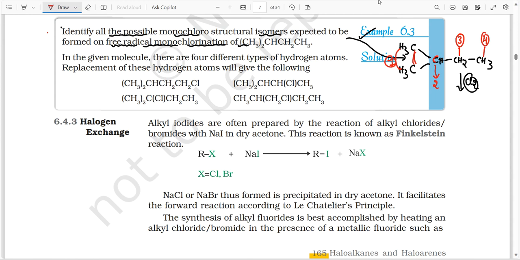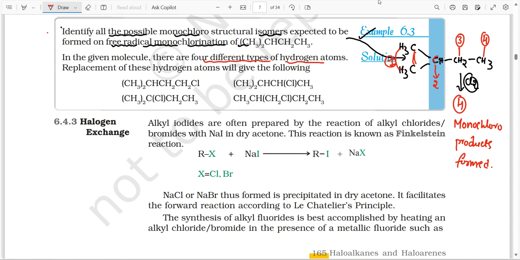So how many types of products are there? There are 4 types of monochloro products formed. I hope this concept is clear to you. By knowing how many different types of hydrogens are present, the number of products is equal to that number. So in the given molecule, there are 4 different types of hydrogens attached.